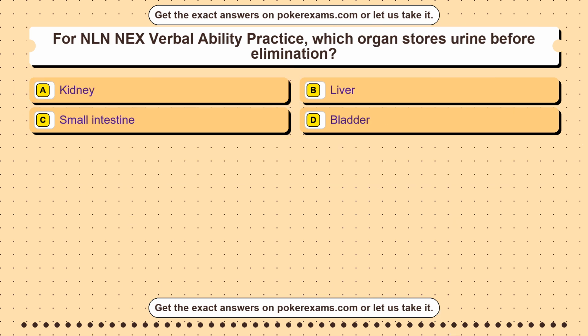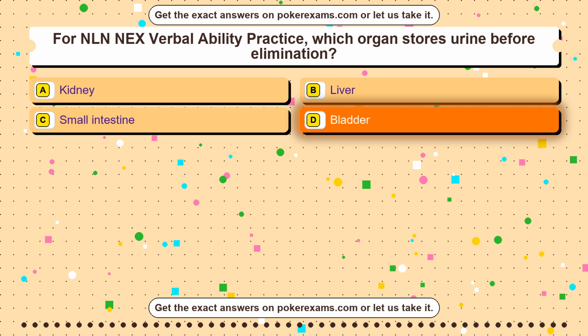Question 42. For GED statistics practice, which phrase describes a dependent variable? Option A, the factor changed. Option B, the control group. Option C, the background reading. Option D, the outcome measured. The correct answer is option D.